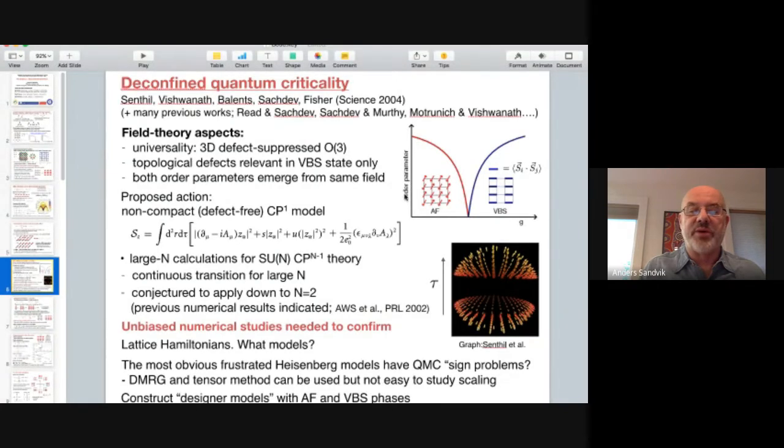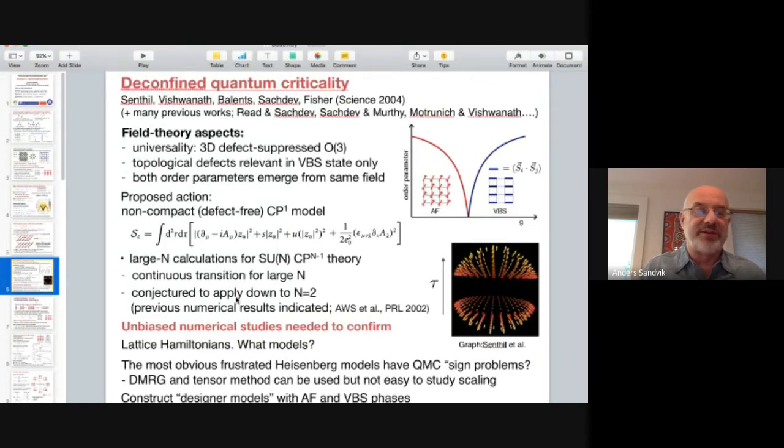But the point is that there's a field theory proposal, and there were some calculations within that scenario. But it turns out to do calculations, it's very hard to do it for our normal SU(2) spins. But if we go to SU(n) and take n large, then one can do what's called 1/n expansions, or you can just look at the n equals infinity point, which turns out to be something similar to mean field theory. And based on that proposal, they found that this transition should be continuous for large n. And then they were brave to conjecture that it should apply also down to n equals 2.